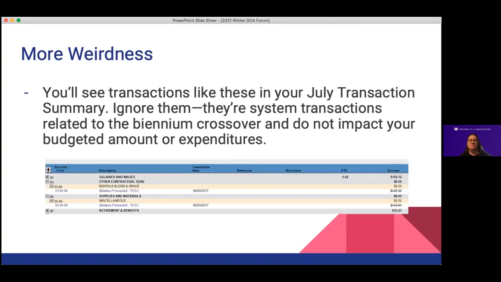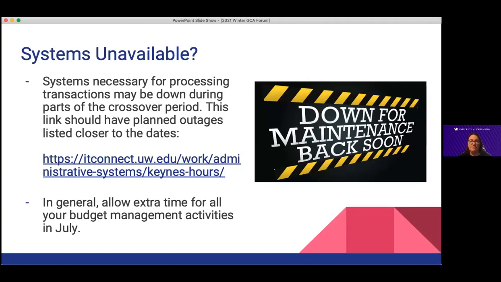Next slide. And you'll also see some transactions like this in your July transaction summary in MyFD. And you can just ignore them. They are system transactions related to the crossover, and they do not have any impact on your award amount or expenditures. Next slide. And for systems being unavailable, some of them will be down during parts of the crossover period.